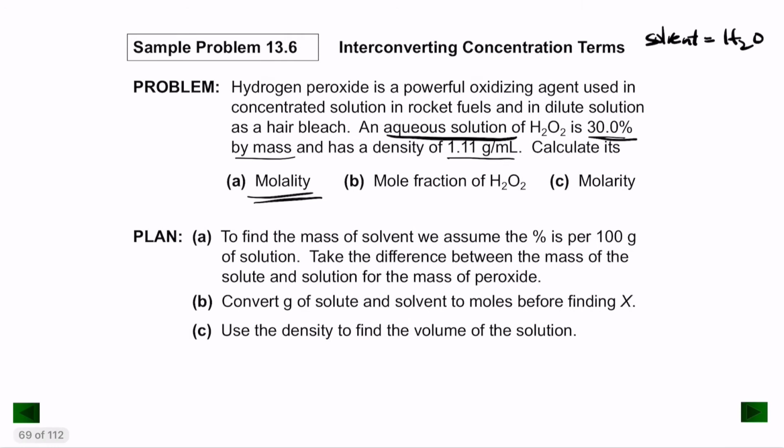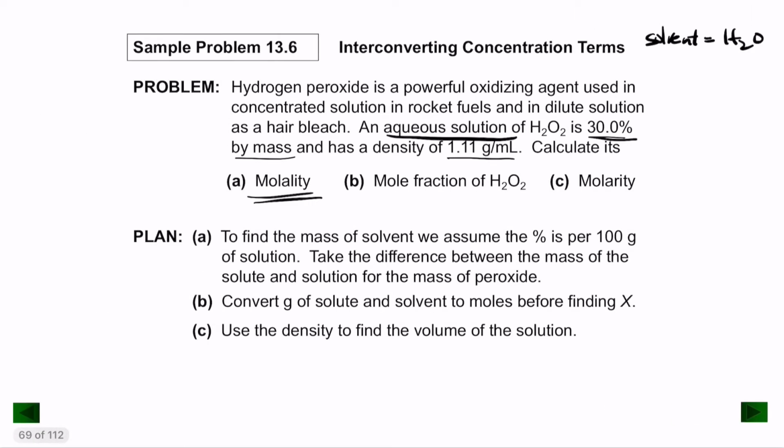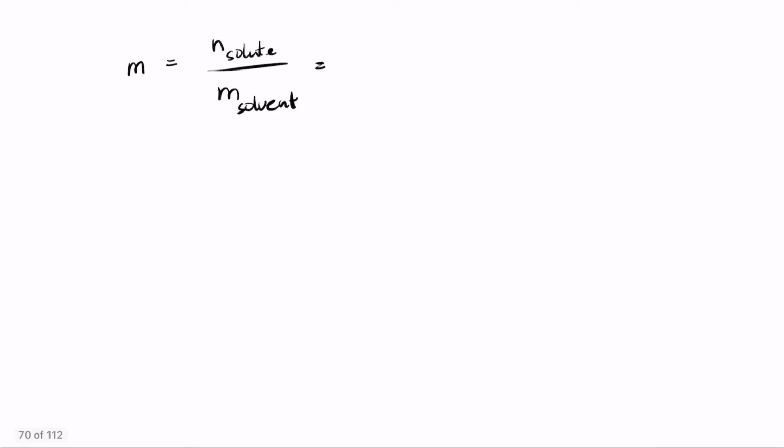So for molality, let's find the molality. Molality is the number of moles of solute by the mass of the solvent. So how would you find the number of moles of solute here? Notice that they have given us that it's 30% by mass. So first, let's consider that there is 100 grams of solution.